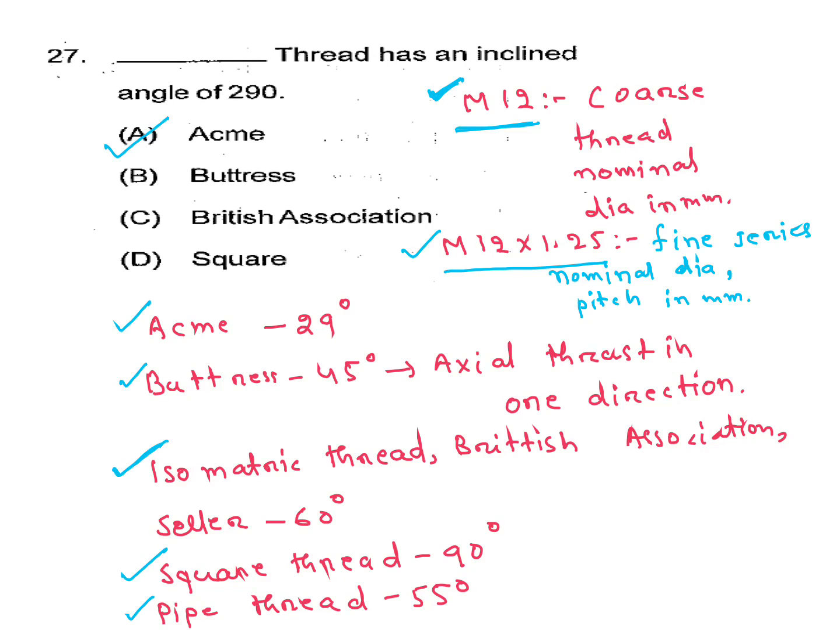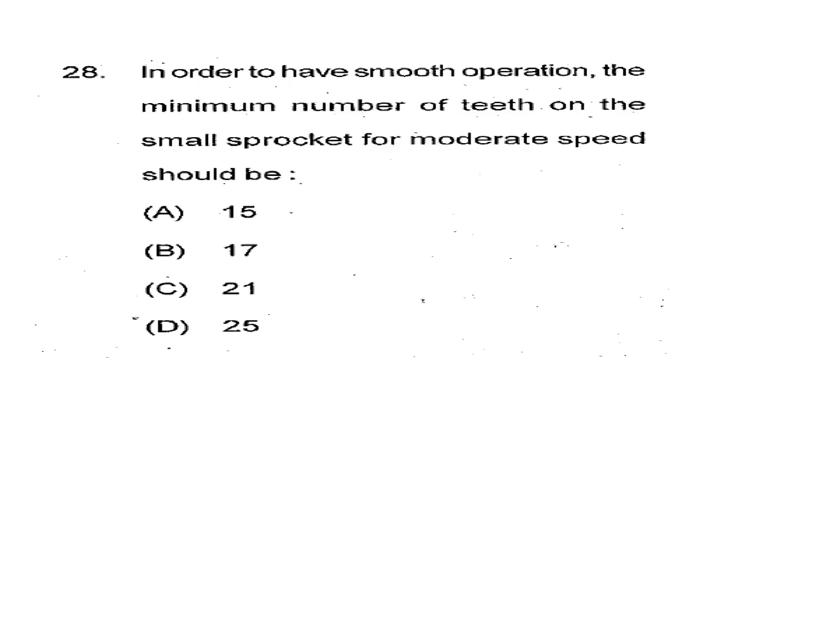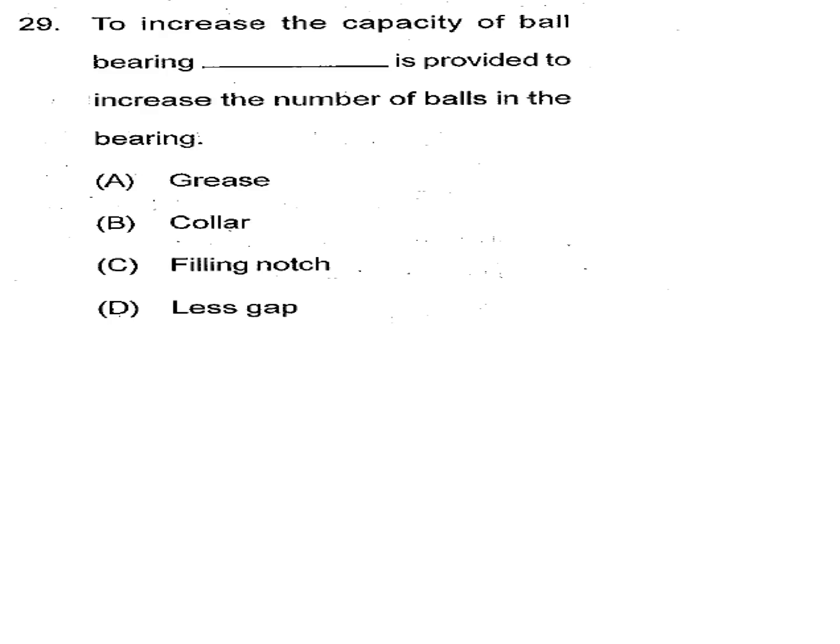Next question, in order to have smooth operation, the minimum number of teeth in the small sprocket for moderate speed should be, its answer is 17, B. Next question, to increase the capacity of ball bearing, dash is provided to increase the number of balls in the bearing. Its answer is filling notch. Filling notch bearing is also called as maximum capacity bearing.